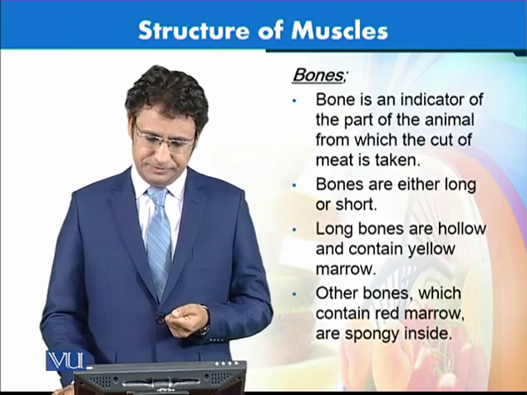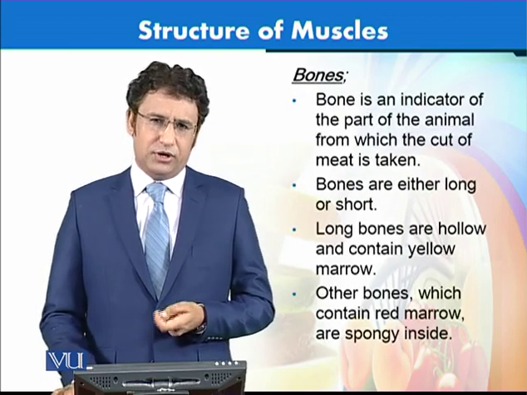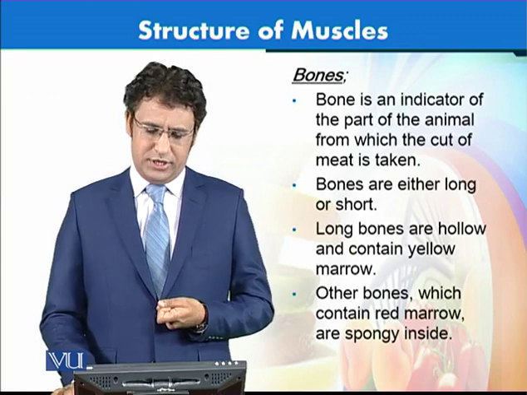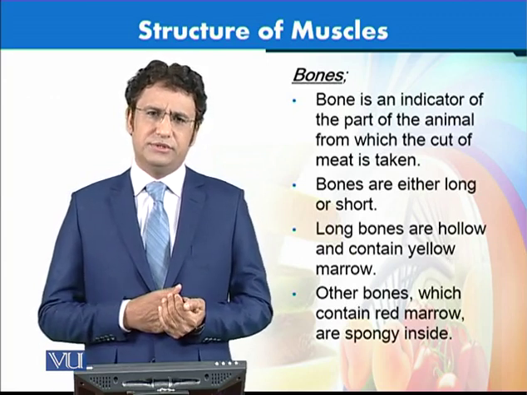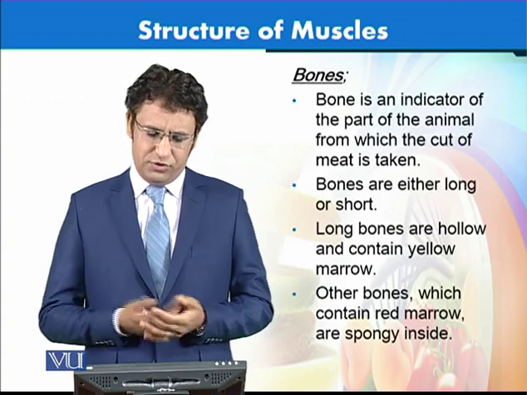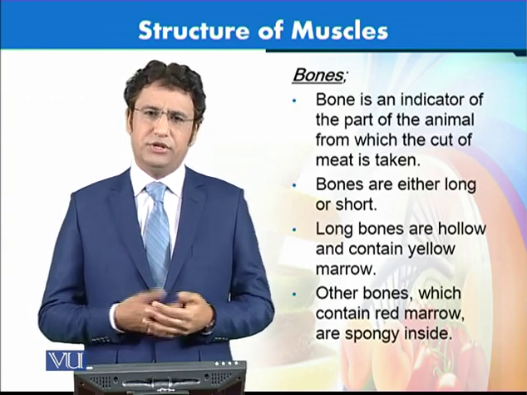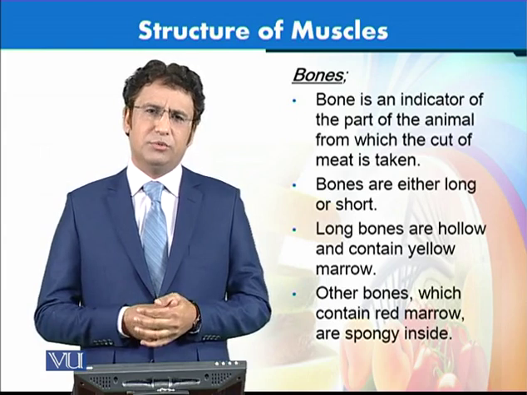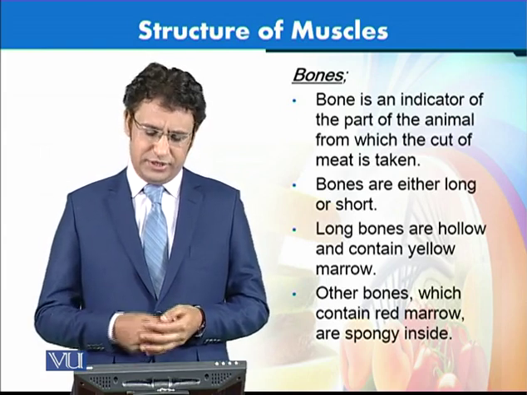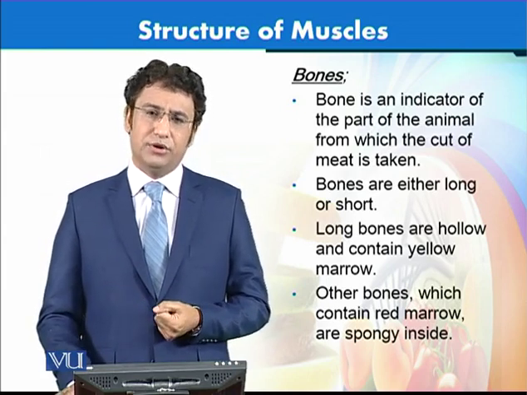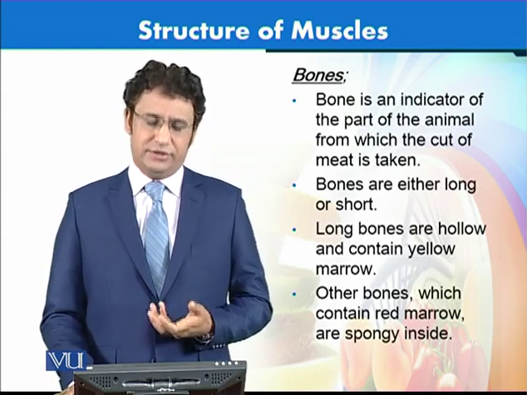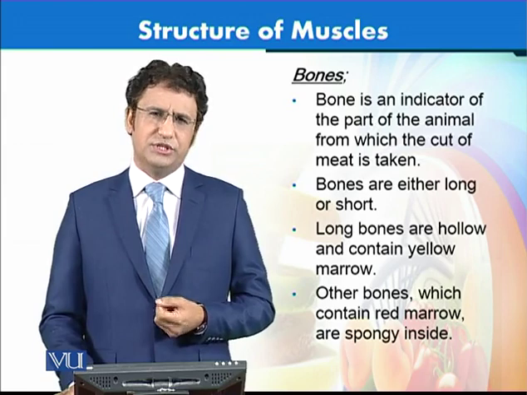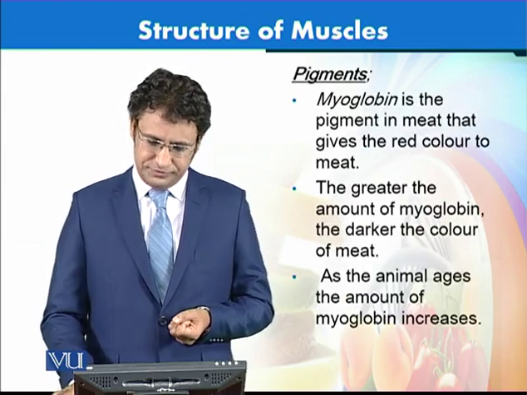If we talk about the bones, bones are another indicator of what kind of animal the meat is derived from. They can be either very short bones or long bones. Normally, longer bones are narrower and they contain yellow bone marrow, whereas the short bones contain the red bone marrow, which is spongy in nature.